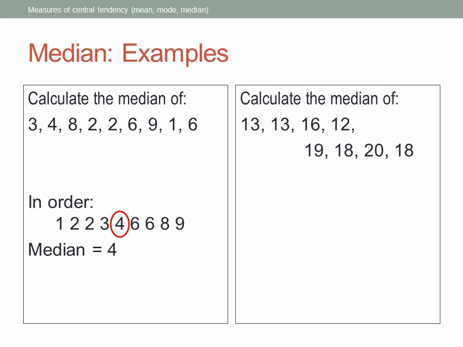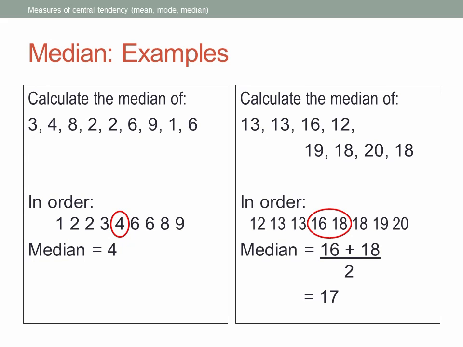But what about when there's an even number of scores? This time, the median is going to be halfway between the two numbers in the centre. First, sort the scores. Always remember to sort the scores if you have to find the median. Next, look in the middle. Because there's an even number, we have to look at the two scores in the middle. Here, 16 and 18. So the median is halfway between 16 and 18, which is 17. If you get stuck, you can always add the two numbers together and then divide by 2, like I've done here.